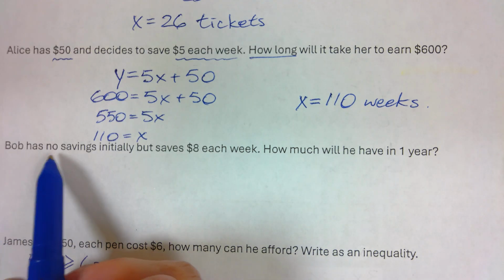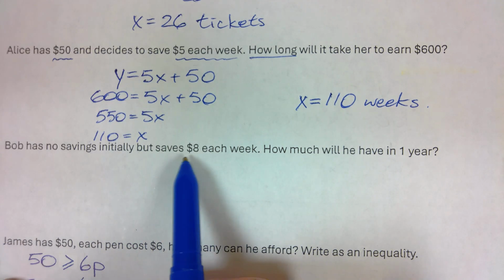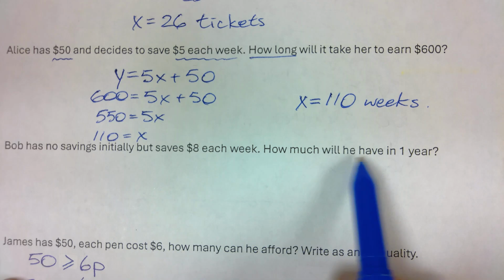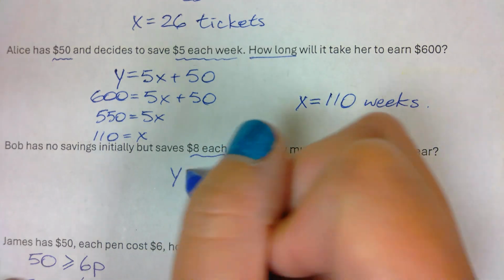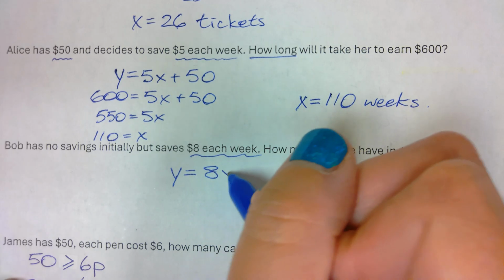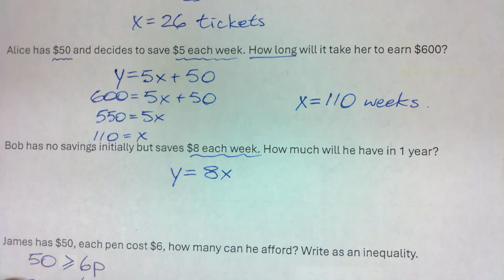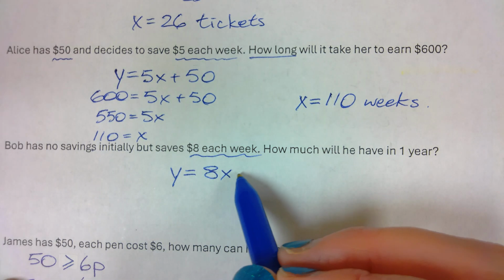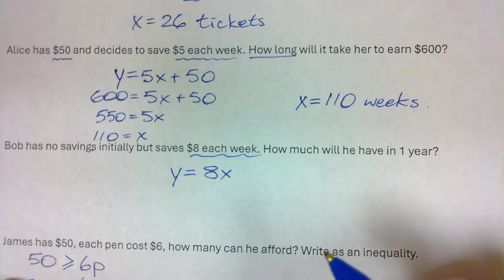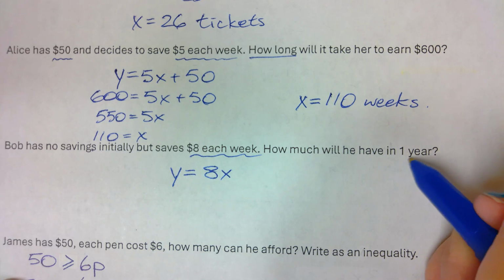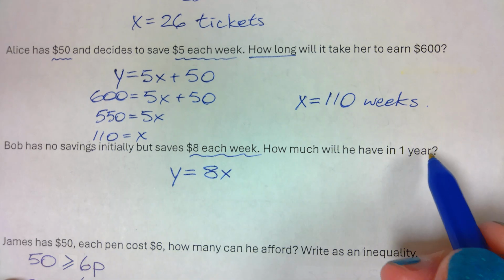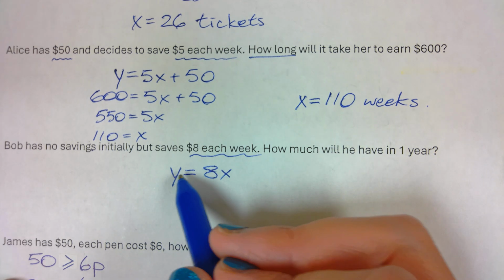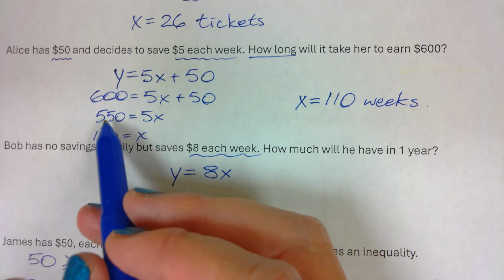So Bob has no savings initially, but saves $8 each week. How much will he have in 1 year? Right? So y equals 8x, $8 each week, no initial value, so it's just this. Or you can think of it as plus 0, which is the same thing. How much will he have in 1 year? So I'm not replacing the y with the 1 because the y represents the total amount, just like right here.